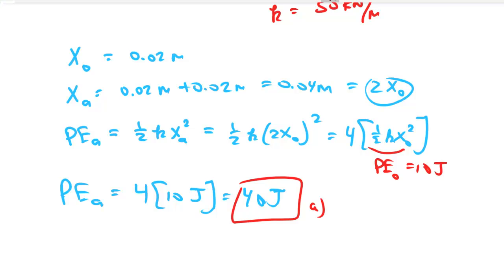So you can just see here, if we look back at the elastic potential energy, it's 1/2 k times x squared. What happened is that we doubled this x, and then it gets squared, so we quadruple the amount of energy stored. Just like we saw with kinetic energy, if I double this stretching, then it's going to be 4 times the energy. So it was 10 joules at first, 40 joules now for part A.